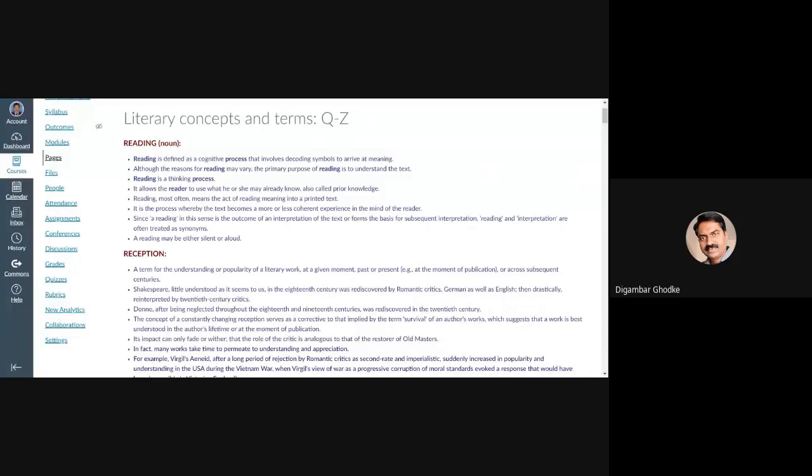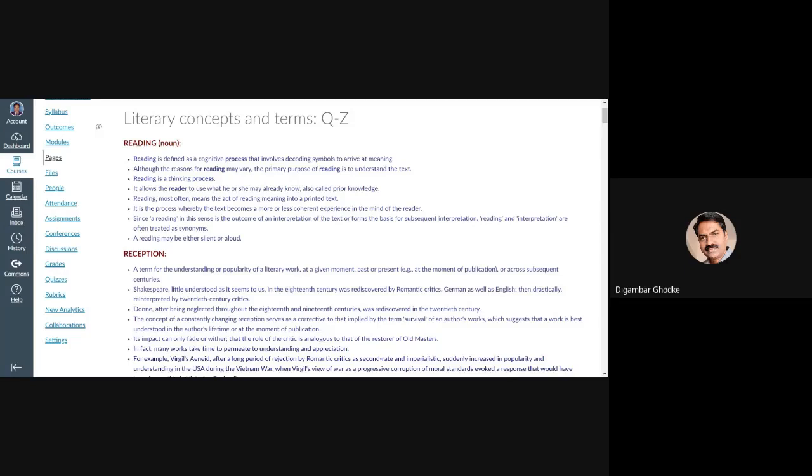Of course, reading, as I mentioned earlier, is a process. There are different reasons for reading. The reasons for reading may vary from person to person. But the primary purpose of reading is to understand the text. Hence, reading is a thinking process. It is a process of understanding the text. Reading allows the reader to use what he or she may already know, also called prior knowledge. Means we have some background knowledge, some social, cultural, political knowledge, and we try to understand the text in the context of that knowledge.